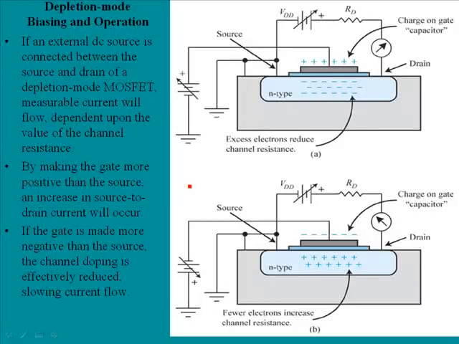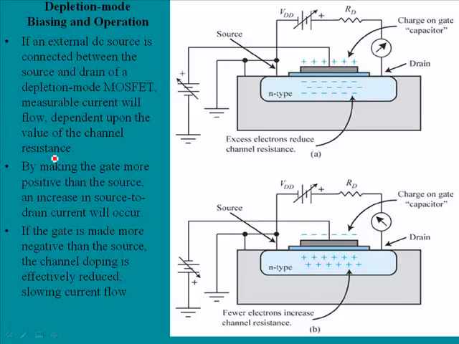So we're going to look at the biasing in a depletion mode and an enhancement mode, and we'll start out with the depletion mode. So if an external DC source is connected between the source and drain of a depletion mode MOSFET, measurable current will flow, notice this, dependent upon the value of the channel resistance.